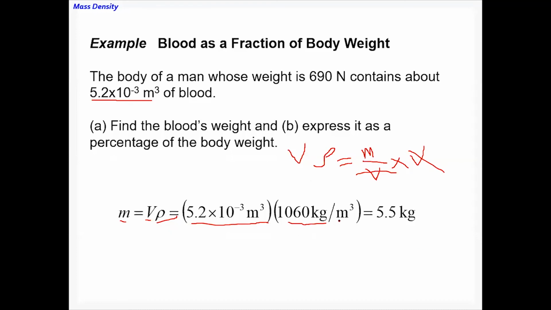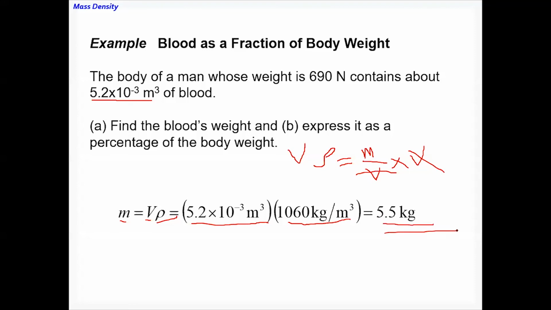So you don't have to worry about this number because I always give you this value. In the problem, you might have access to the book and everything, so I don't worry too much about it. But in the test, I'll definitely supply it. So if you multiply this together, you get 5.5. That's how you find the mass of the blood.